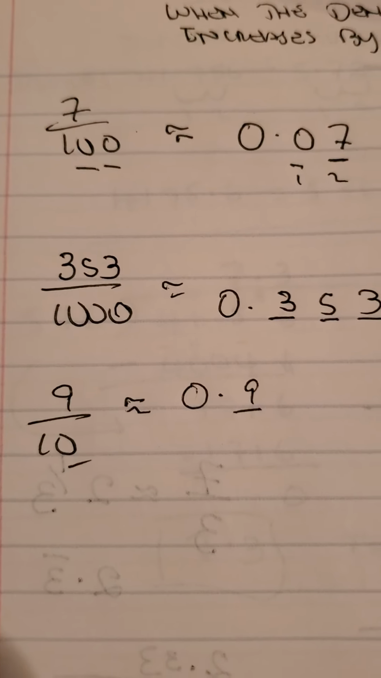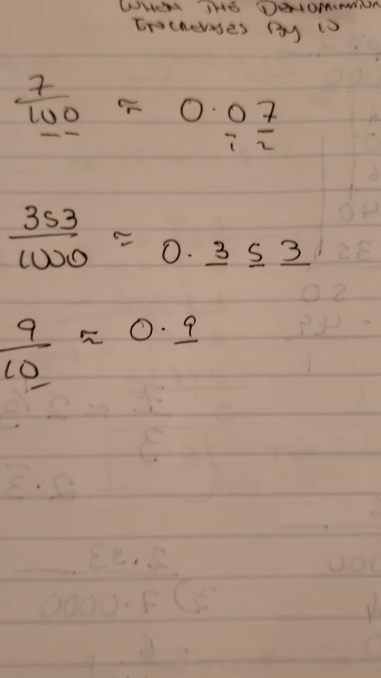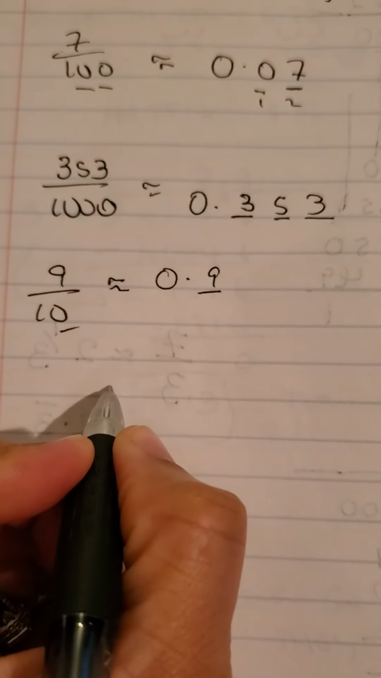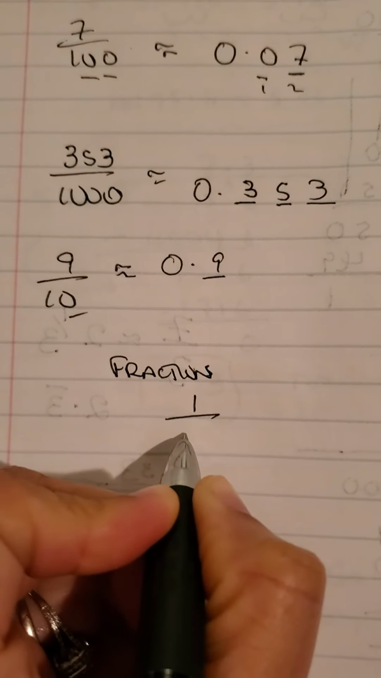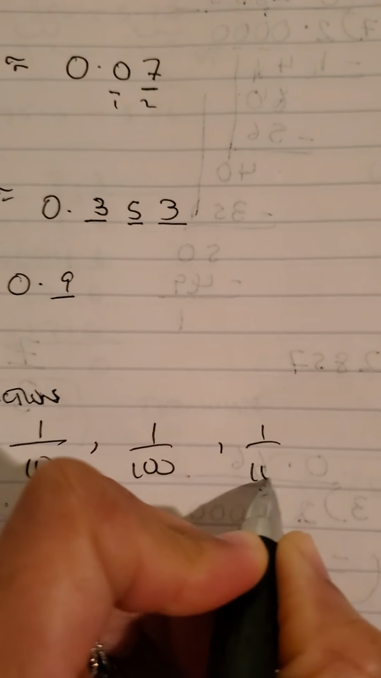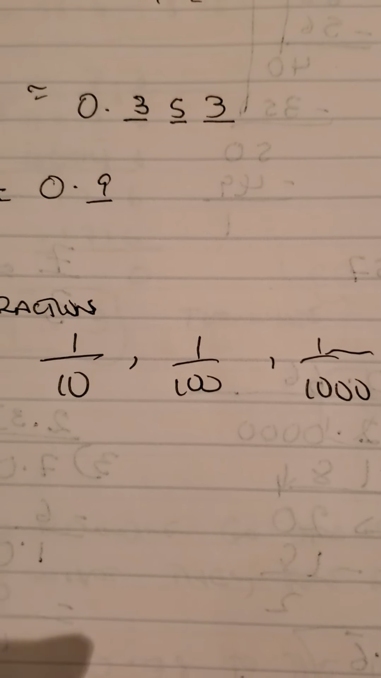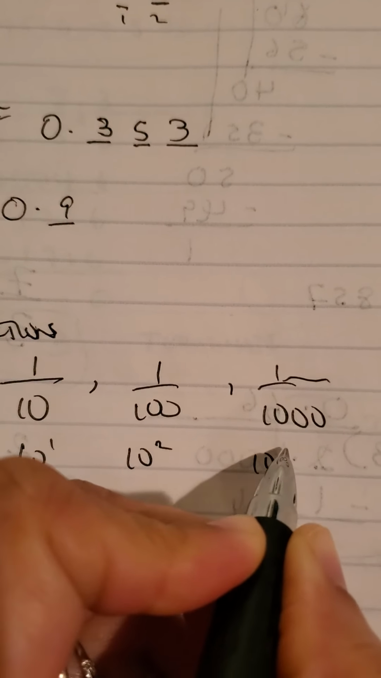So here's our solution for converting fractions to decimals, and that's fractions that have a divisor that exponentially increases by tens. And the reason why we say exponential is because this is actually 10 to the 1, this is 10 squared, this is 10 cubed, and so on and so forth.